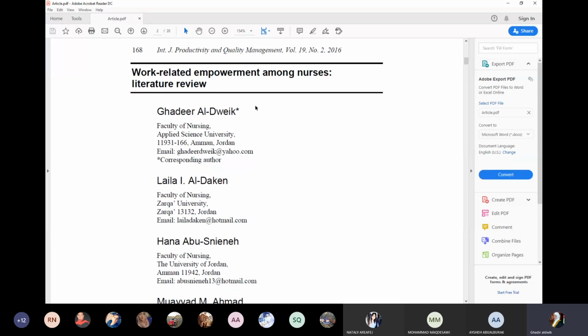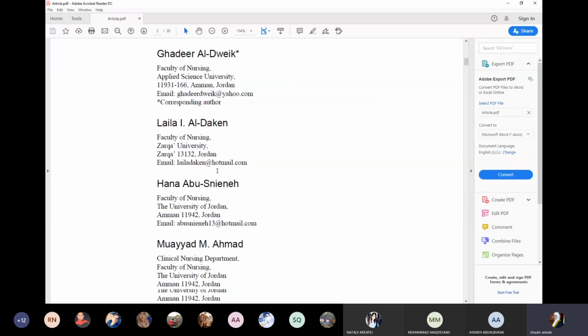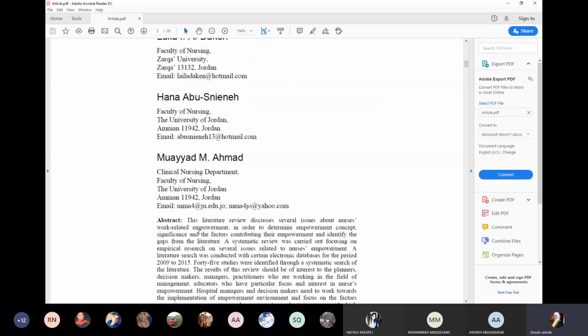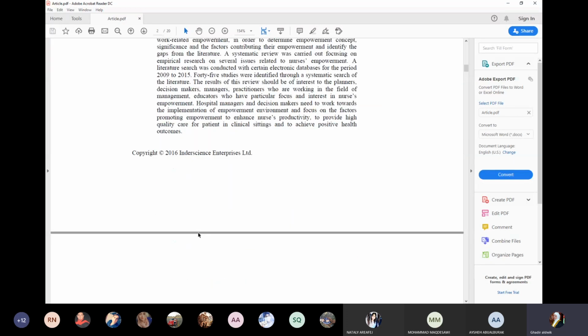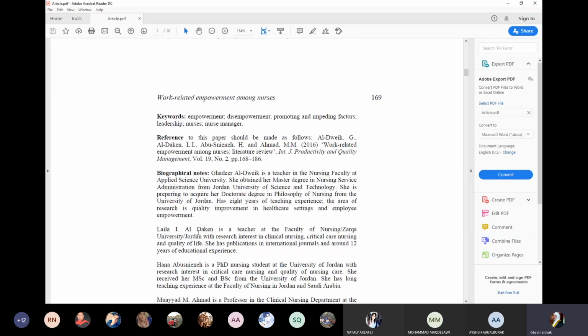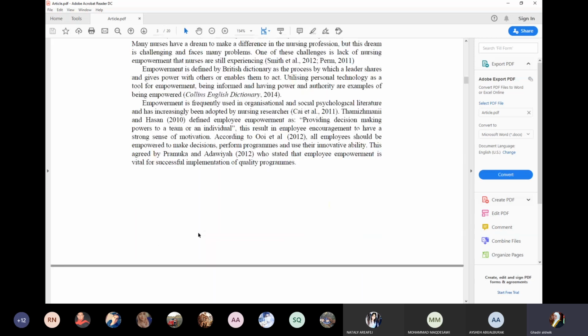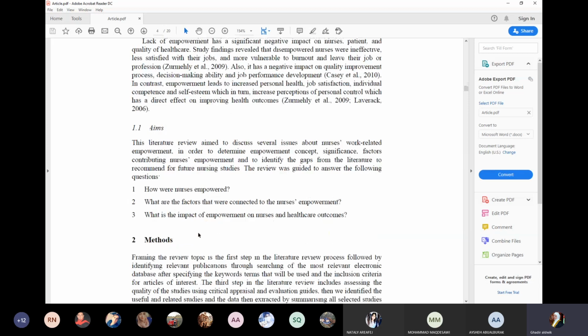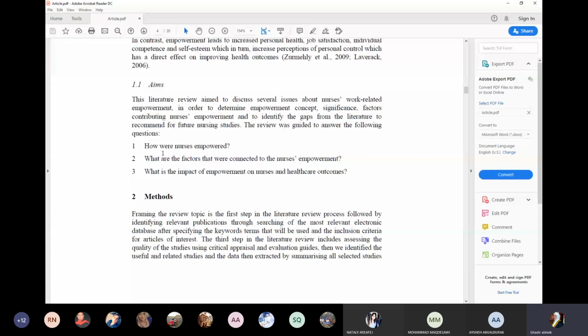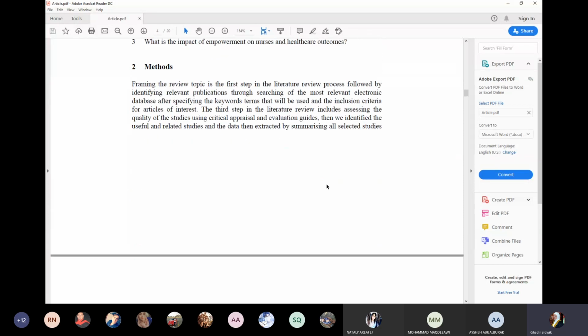And this article is conducted by me, Dr. Layla, Dr. Hannah, and Dr. Muayyad Ahmad from the University of Jordan. Basically, this article discussed and answered three questions. What is the meaning of empowerment? The nurses of empowerment. How were nurses empowered? What are the factors connected with nurses' empowerment? And what is the impact of empowerment on nurses and healthcare outcomes?